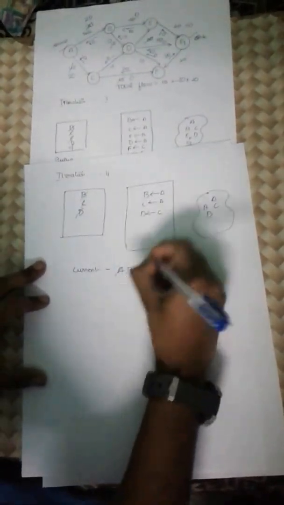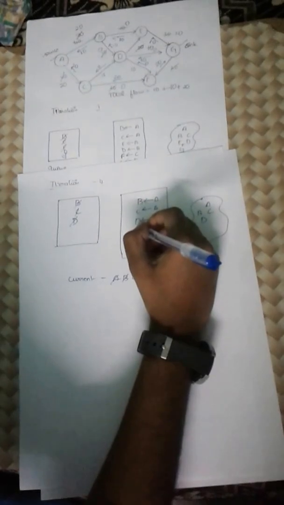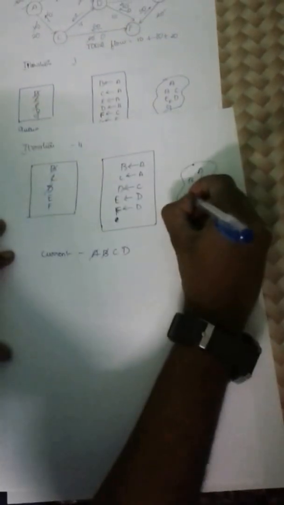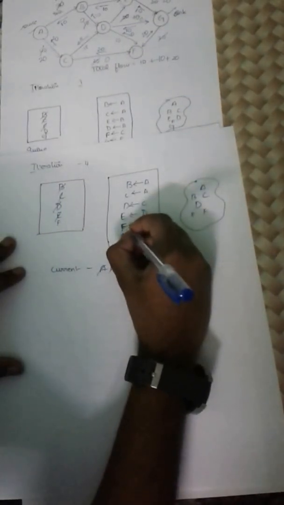Now my current will be A, it goes to B and C. If I get B inside, B can't go anywhere. So I'm getting C inside. C can go to D, and if I get D inside, then D can go to F, E and G. So I'm taking this. Now again I'm taking E. E can go to G.